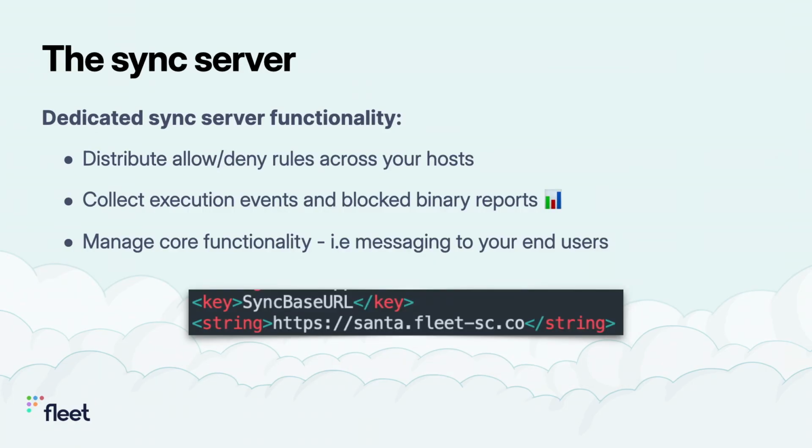So let's talk about that sync server. It primarily serves three purposes: to distribute your allow and deny rules across all of your hosts. You can also use it to collect execution events and blocked binary reports. And then you can use it to manage your core functionality of the app, so any of the messaging you want to present to your end users, branding, things like that. And it's traditionally just a URL that's pointed to in a plist.